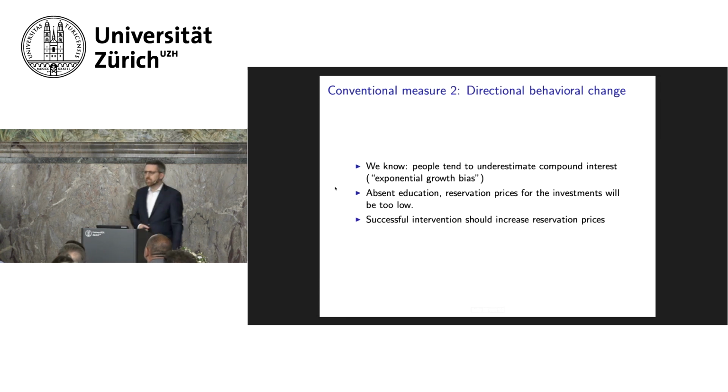Now, what would we expect from a successful intervention? Well, we know that people tend to underestimate how quickly interest compounds, or they underestimate any type of exponential growth, also how quickly pandemics spread. That's the exponential growth bias. So we would expect that absent education, people's reservation prices, the amount of money today they consider as good as the investment, will be too low. And we should expect that a successful intervention would increase these reservation prices.